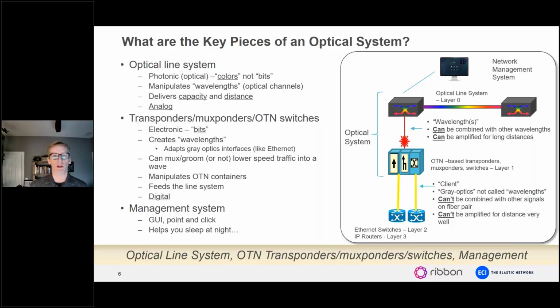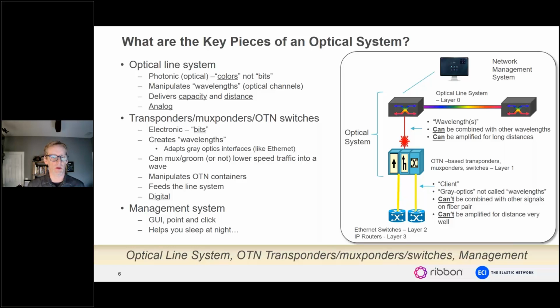The second piece of an optical system, I kind of lump these together, is the electronic part. Transponders, muxponders, OTN switches, those things are considered optical even though they're fundamentally electronic, and they do understand bits, and they create wavelengths. So if you look at the picture on the right, you see that blue area where you have OTN-based transponders, muxponders, and switches at layer 1.